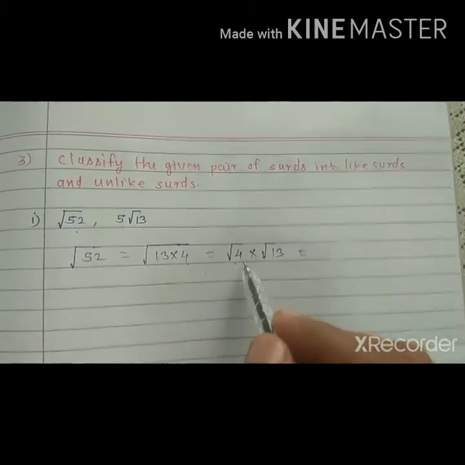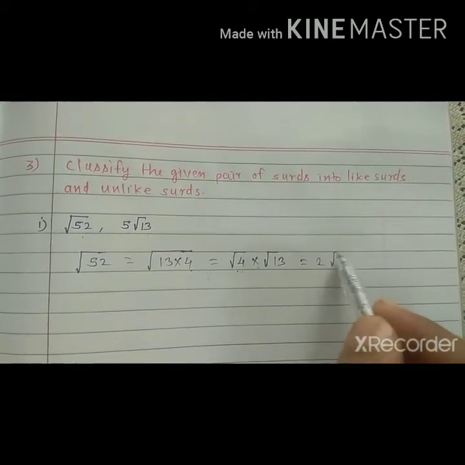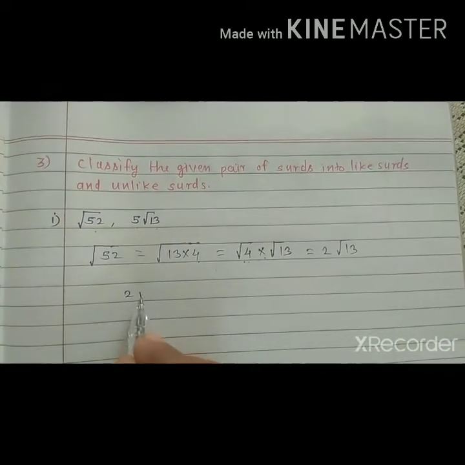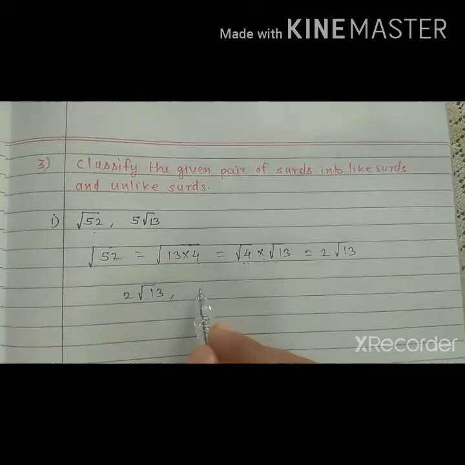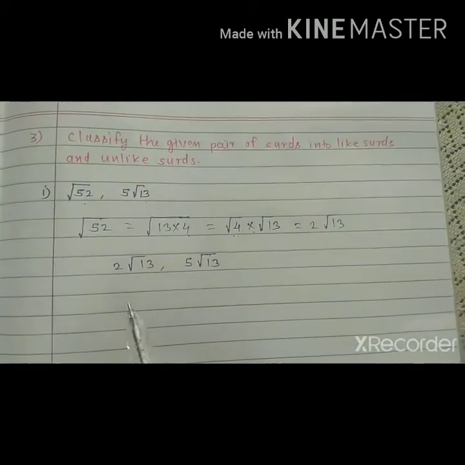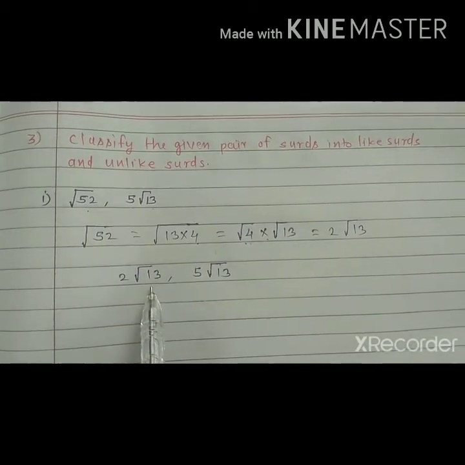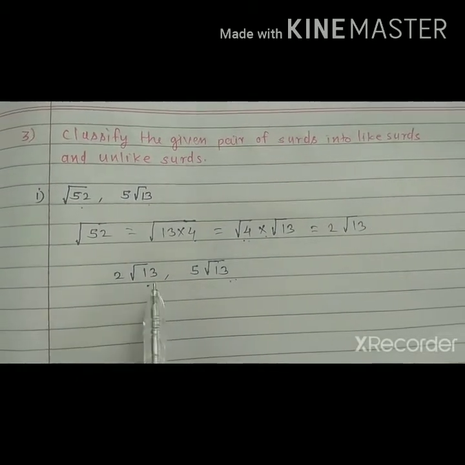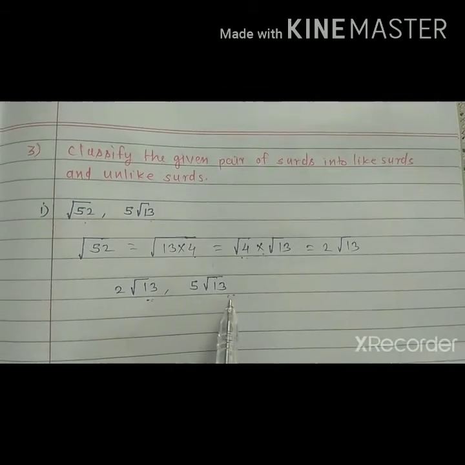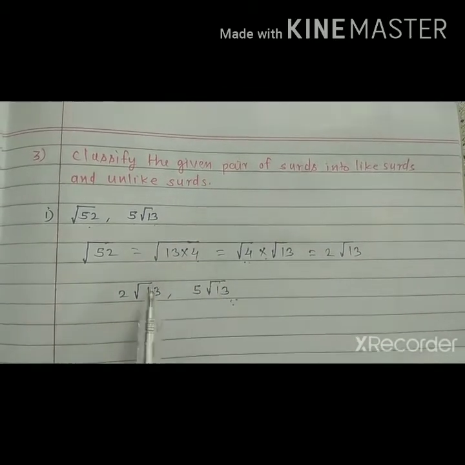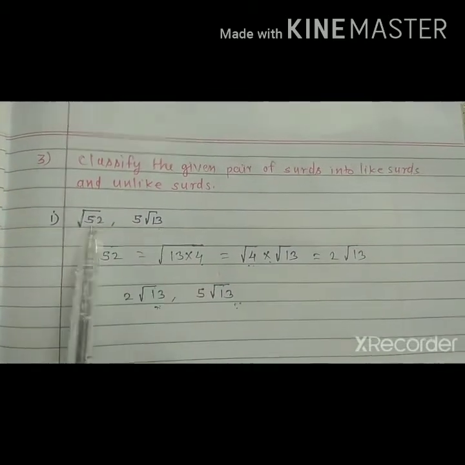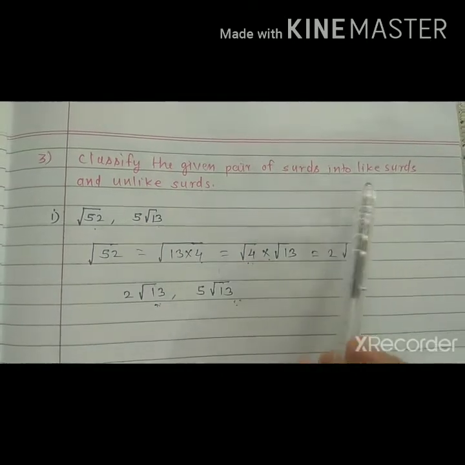But we know that square root of 4 is 2. So 2 root 13. So क्या मिल गया हम लोग को? 2 root 13 and 5 root 13. See here radicands are equal. Radicands are equal. 13, 13. So radicand equal असतील त्या सर्डला काय म्हणतो आपण? लाईक सर्ड. Here radicands are equal. Therefore these surds are like surds.